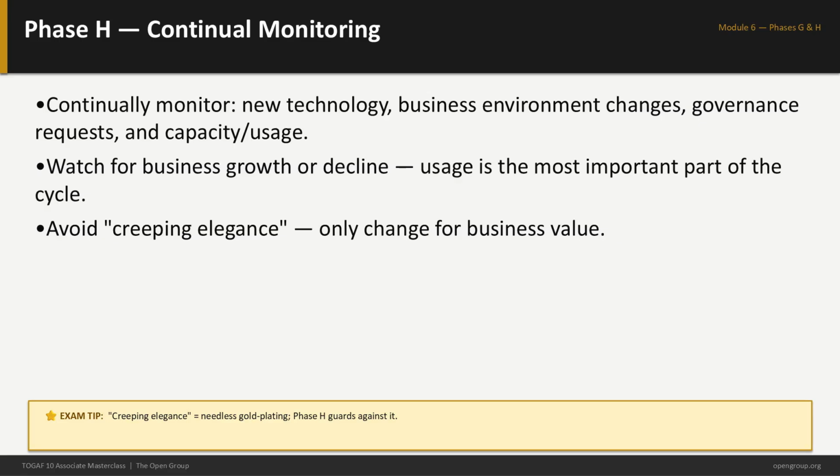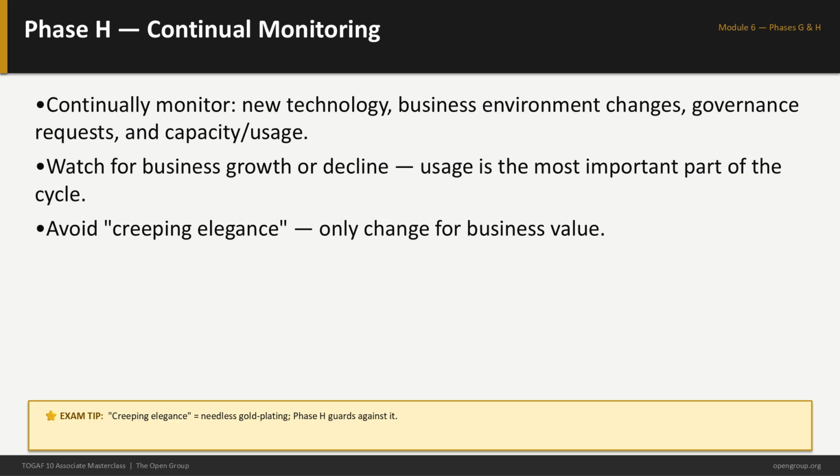Phase H is fundamentally a monitoring phase. It continually watches for new technology developments, changes in the business environment, incoming governance requests, and capacity and usage trends. In fact, the standard makes a striking point: usage of the architecture is the most important part of the whole development cycle, so monitoring business growth and decline really matters.